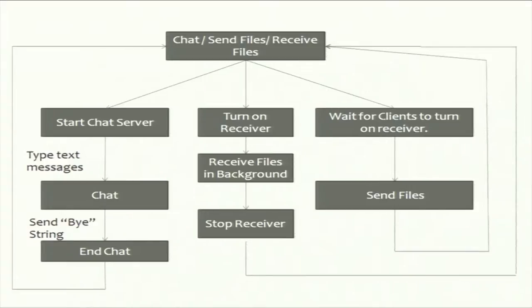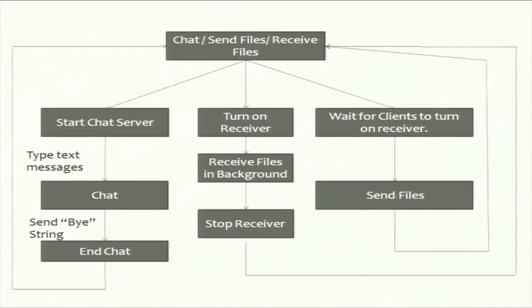If the group owner intends to receive a file from any of the clients, he just has to turn on his file receiver. Once he has turned on his file receiver, all the clients are free to send files to him. Next is sending files. If the group owner intends to send a file, he just launches his gallery, selects any file, and then he can send it. It's very simple. But not all clients will receive the file sent by the group owner until they have turned on their receiver.